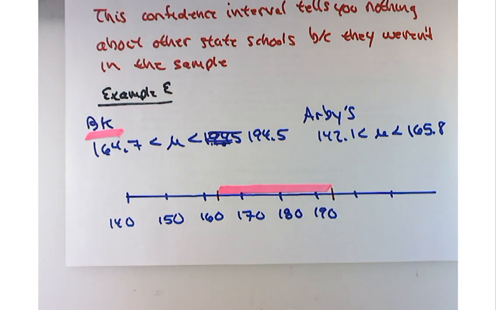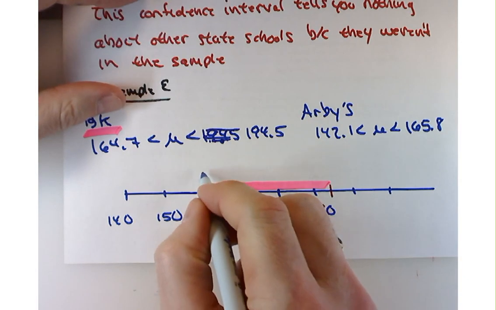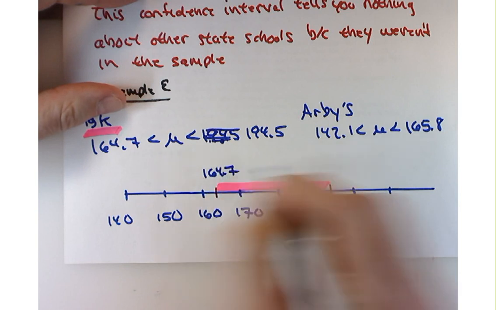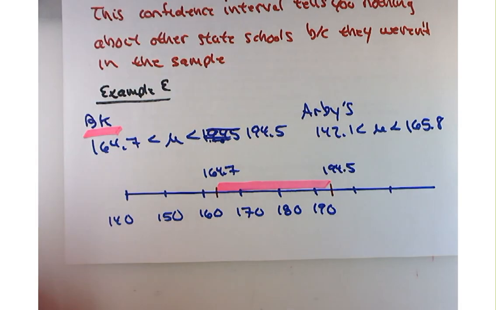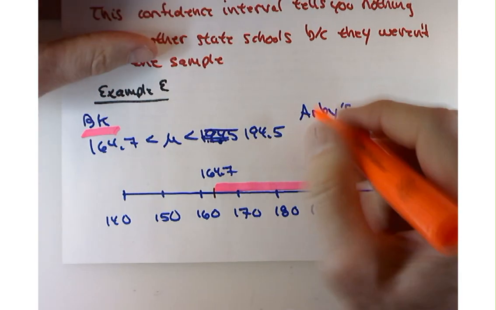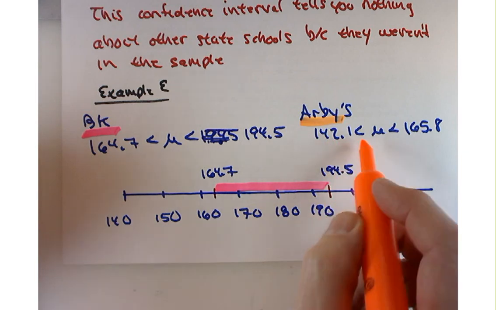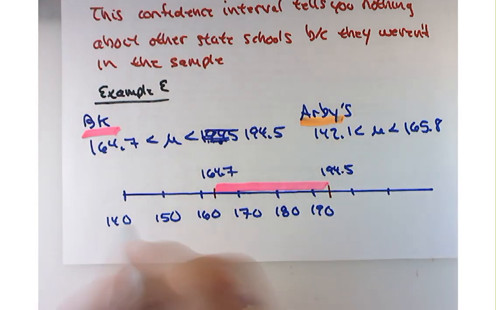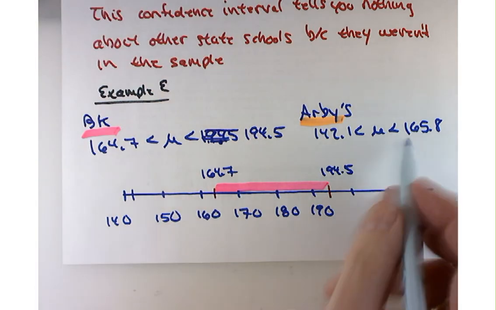And how about Arby's? Arby's has got serving times somewhere between 142.1 and 165.8. And let me label these up here. That's 164.7 and 194.5. Arby's will do in orange. And that's somewhere between 142.1, so it's way down here, up to say 165.8.